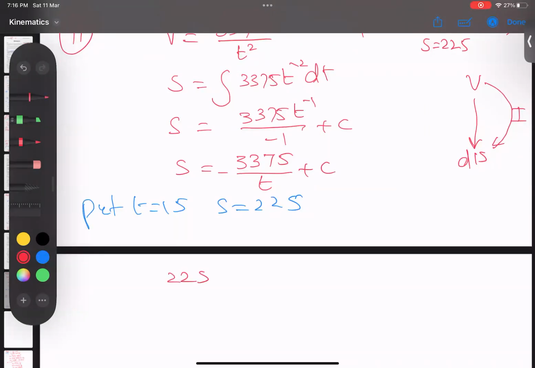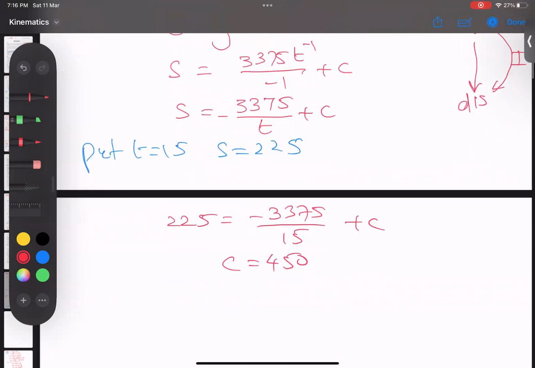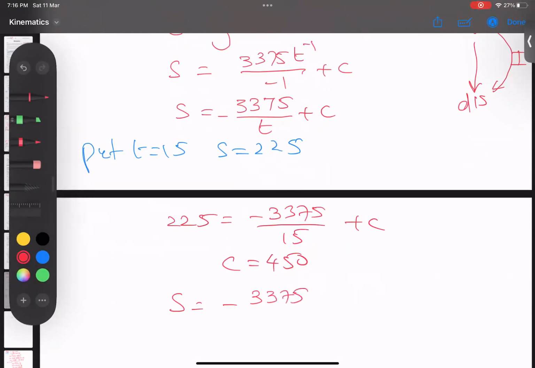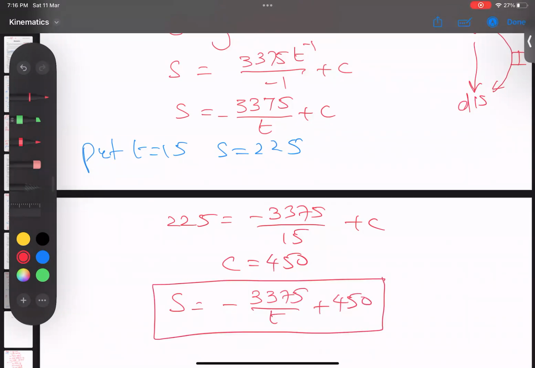So when I plug in 225 here, it is negative 3375 over 15 plus C. So I'm finding, students, 3375 over 15 is 225, and the answer turns out to be C equals 450. Put this back in the equation here, and I got displacement equals negative 3375 over t plus 450. This is my displacement which I need for afterwards.